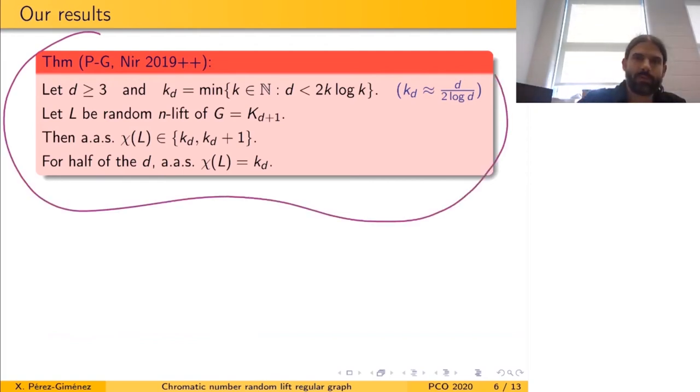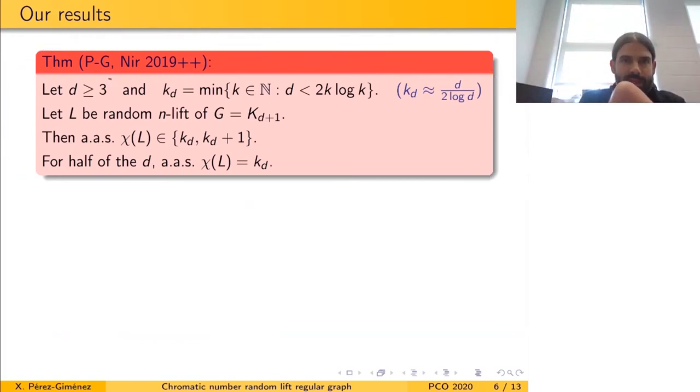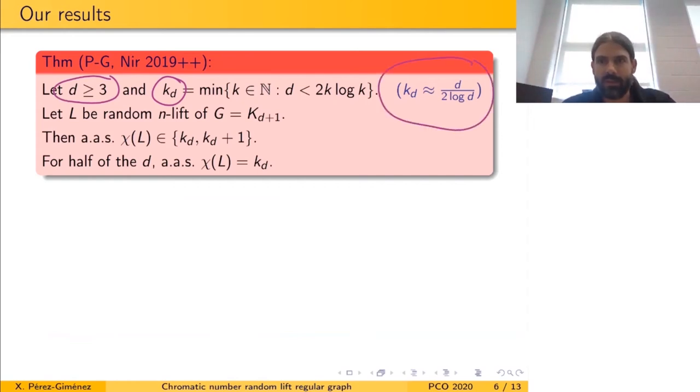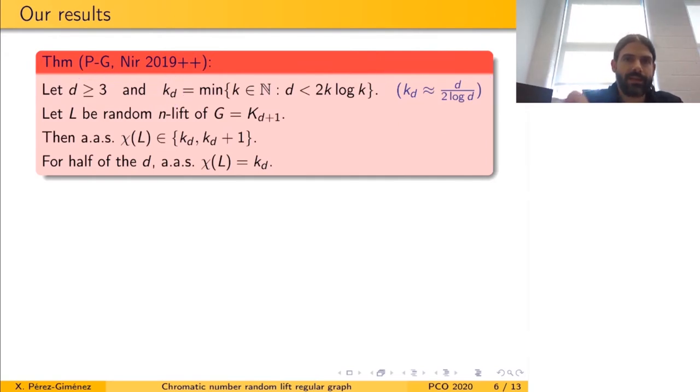So what we proved with JD is that if you give me any fixed D, we can compute a K sub D. I don't care about this definition, but K of D is roughly D over 2 log D, such that the chromatic number of a random lift of the complete D-regular graph is AAS in this two-value window. So we prove a 2-point concentration. And in fact, for roughly half of the integers D, we can get rid of this number and show that the random lift has chromatic number AAS K of D.